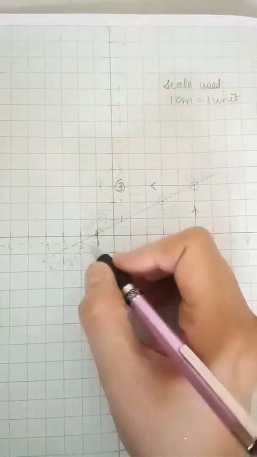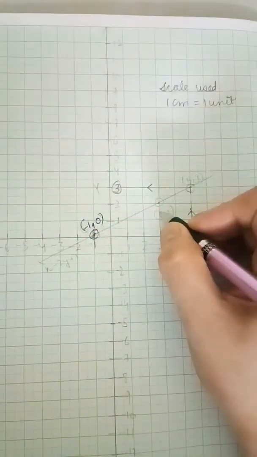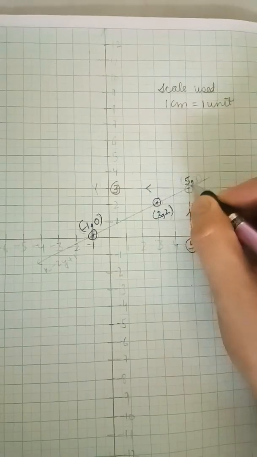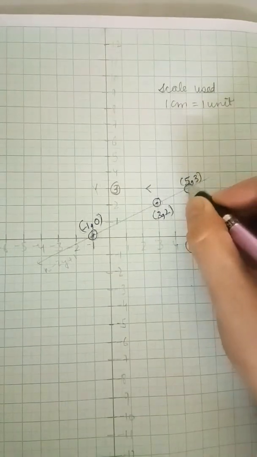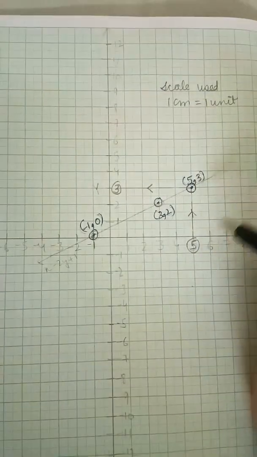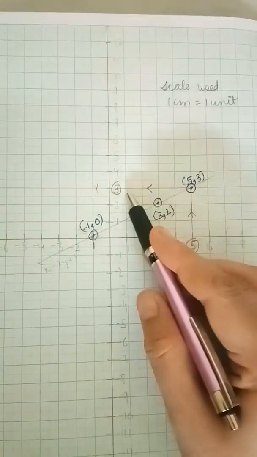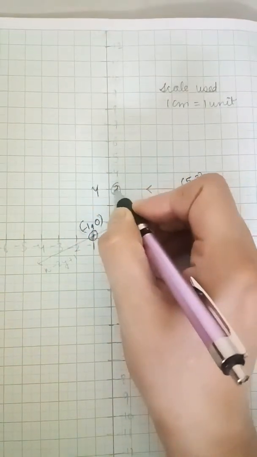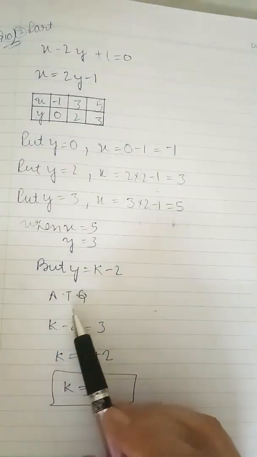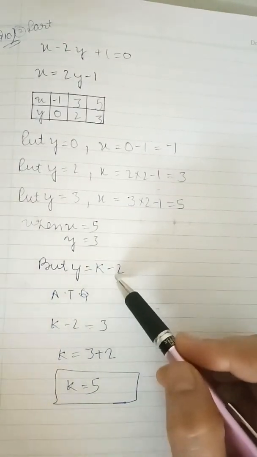You can see here clearly, this is the first point, (minus 1, 0). This is the second point, (3, 2), and the third point is (5, 3). After plotting these 3 points, you can see when x is 5, the value of y will be 3. Okay, so then you can see in the question here, when x is 5, y is 3, but the value of y is given as k minus 2.